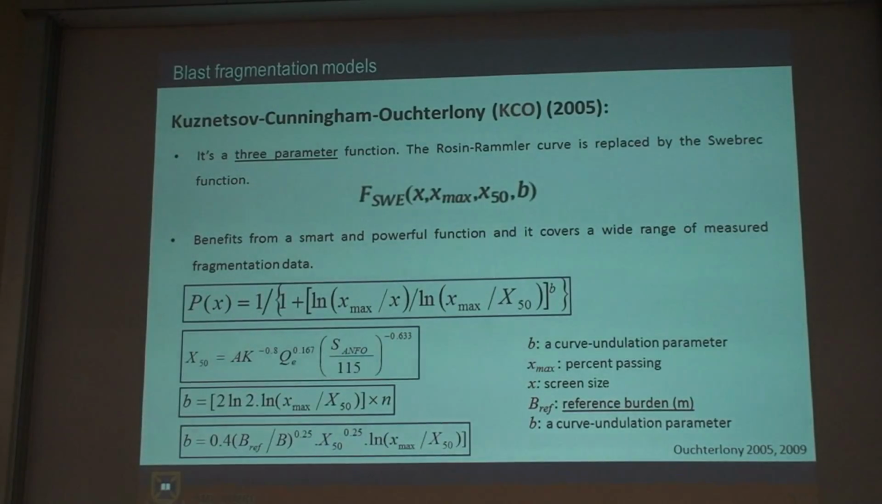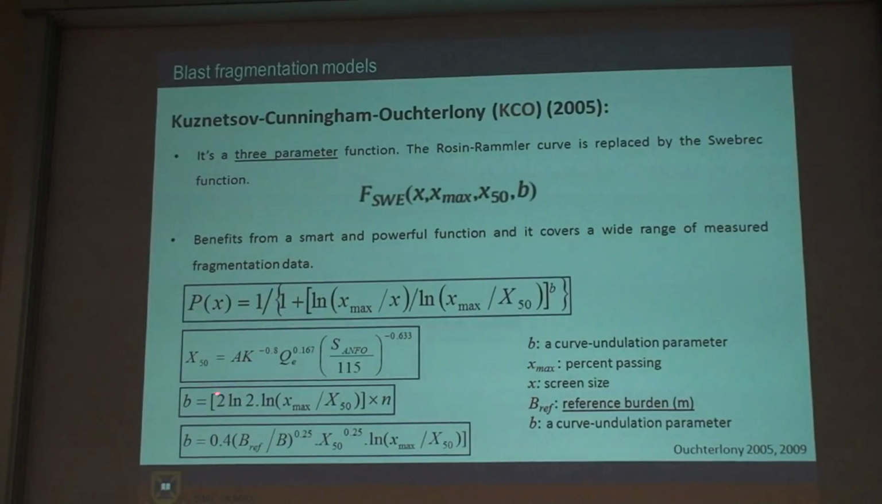About the KCO or Cousins-Sofkanikam Oitalani model, it is a 3-parameter function. As you can see, it uses maximum x, or the maximum size of particles, and median size, and a b-value, which is a kind of curve undulation parameter. And here you can see the overall function that different parameters should be substituted. To calculate the median size, we use the original Cousins equation, like the other models.